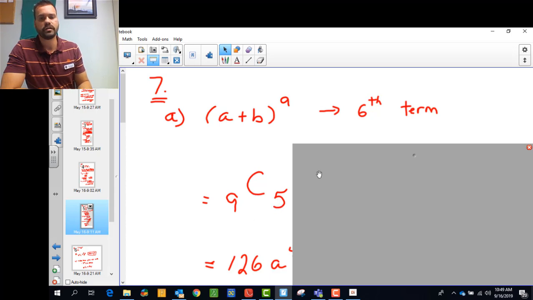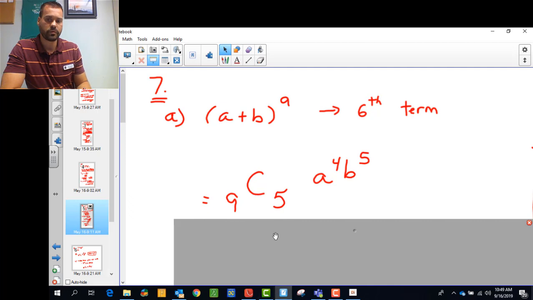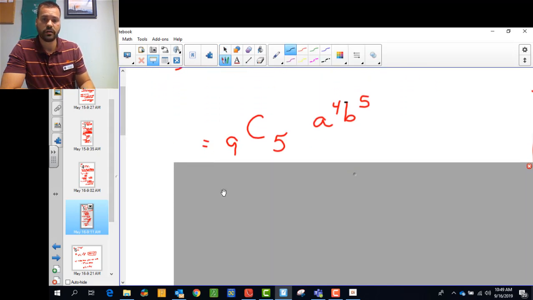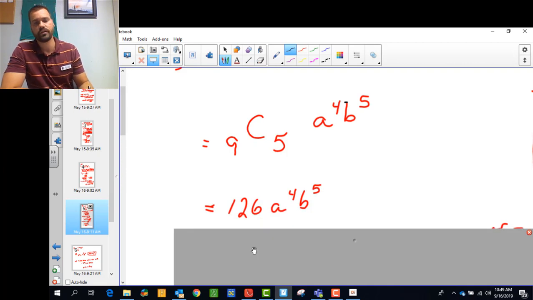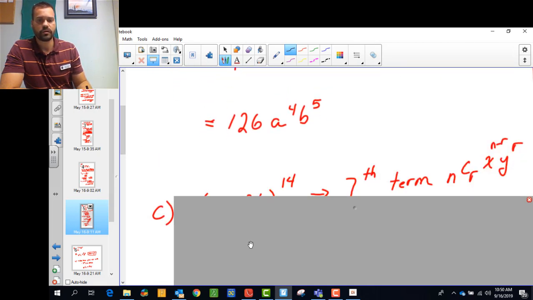So you have 9 choose 5, and then, since that 5 becomes the power of the second term, and the second term is b, we have b to the 5. And then you find this power by understanding that they have to add up to 9. So that's 4. And then we just have to figure out what 9 choose 5 is. Okay, so 9 choose 5 is 126. And again, you can find that on your calculator. So that's another example of just finding a particular term.